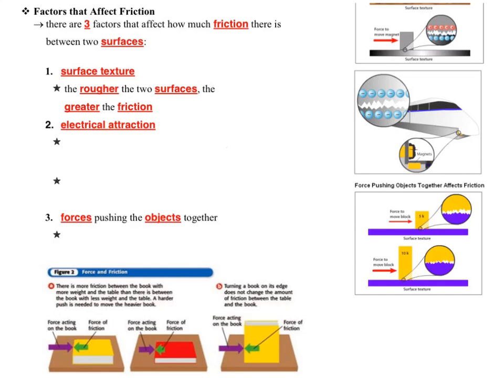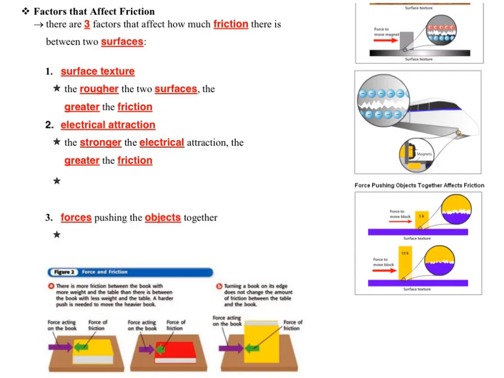Now, electrical attraction is not one that we tested in a lab, but that one was the one I gave you the example of the magnets sliding over different surfaces. So for the electrical attraction, what happens to the friction between two objects? We say the stronger the electrical attraction, the greater the friction.